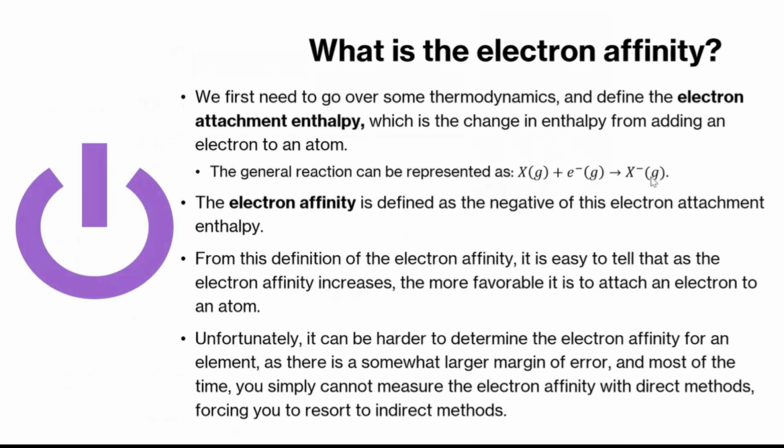Now, the electron affinity is actually defined as the negative of the electron attachment enthalpy. From this definition of the electron affinity, it's easy to tell that as the electron affinity increases, the more favorable it is to attach an electron to an atom. However, if we're trying to determine the electron affinity for an element, there's somewhat of a larger margin of error if you try to determine it directly. And most of the time, you just have to resort to indirect methods to measure the electron affinity.